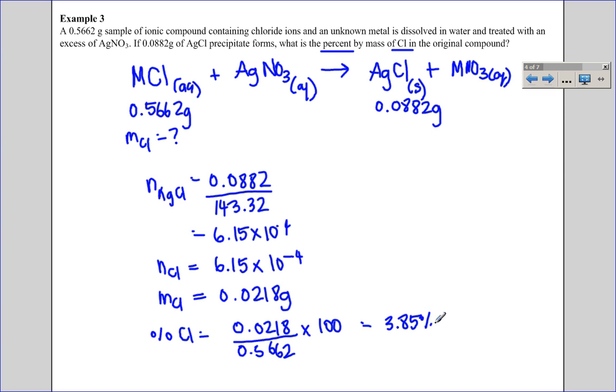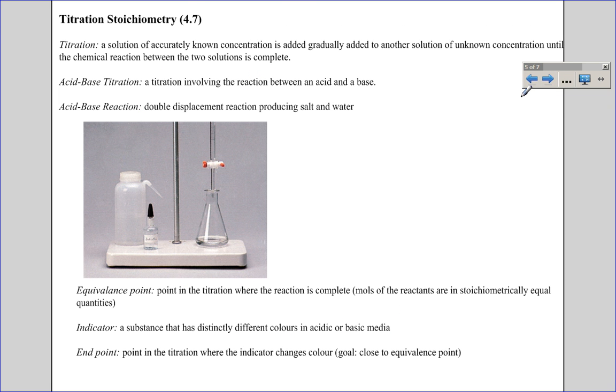And this is an example of gravimetric analysis, as I said, because you're doing an experiment where you collect some kind of mass. So those are some basic problems in stoichiometry.